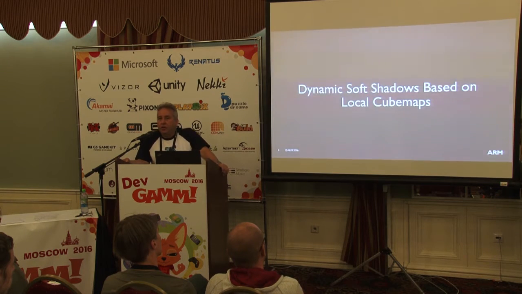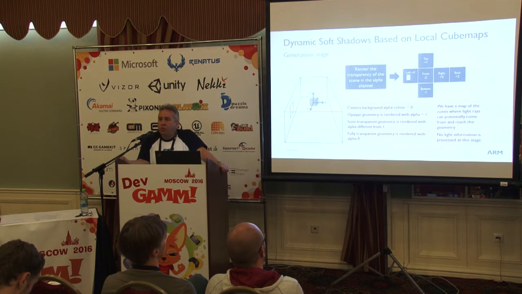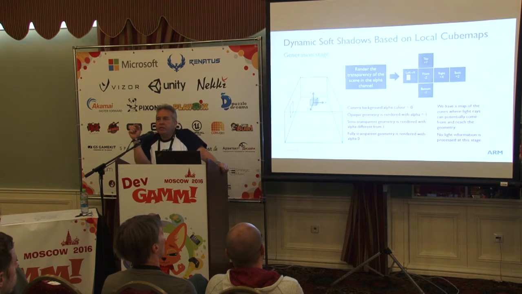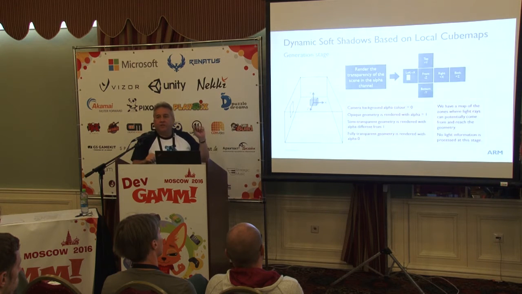So let's see now how we could implement this new shadow rendering technique based on local cube maps. This technique works in two stages. During the first stage, we bake the cube map, but we render it in such a way that we render the transparency of the boundaries of our scene in the alpha channel of the cube map. If we are rendering some opaque geometry, we write 1 in the alpha channel.